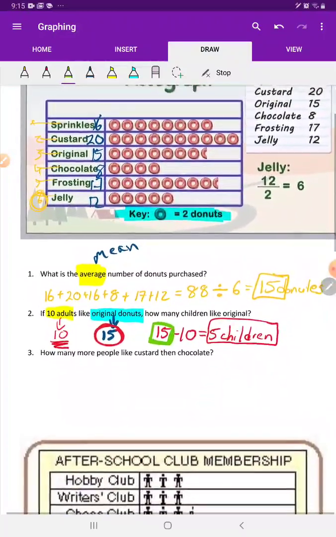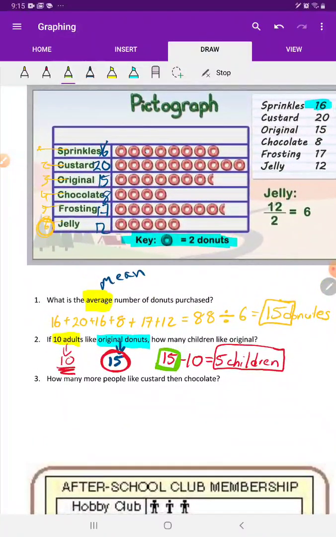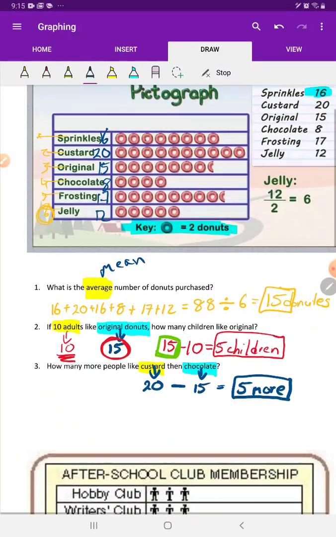Now, how many more people like custard than chocolate? Again, we've got to think about what we need. We've got a custard and we've got a chocolate. What's my number for custard? Well, let's see. My number for custard is 20. What's my number for chocolate? My number for chocolate is 15. How many more means subtract. 20 minus 15 equals 5 more. Not 5 chocolate or 5 custard. 5 more people like custard than chocolate.